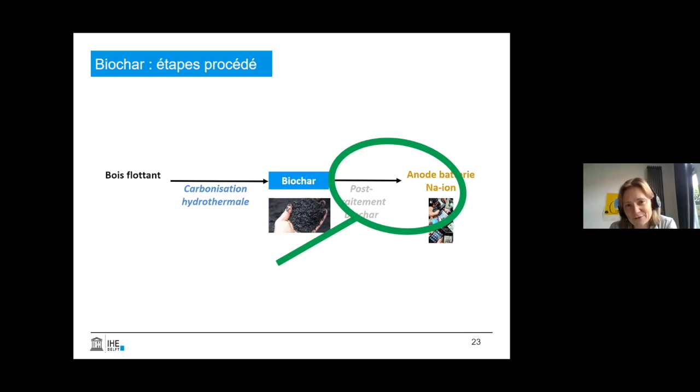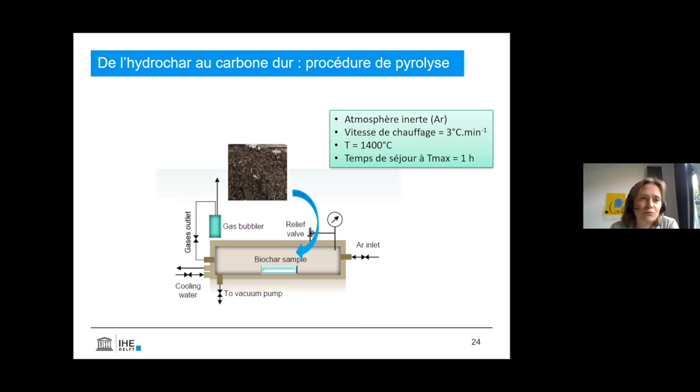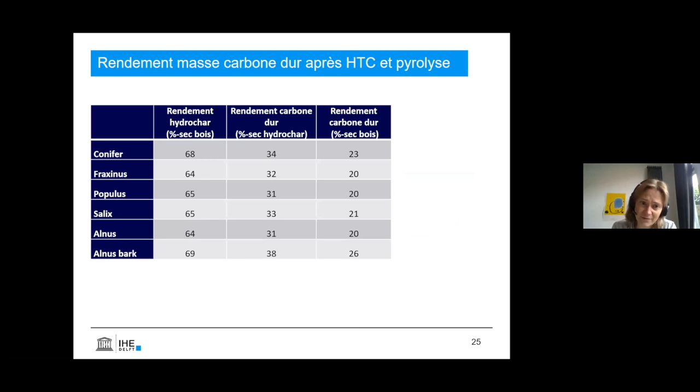Now let's look at the final step, the post-processing of the biochar and testing in batteries. So to improve the structure of the hydrochar and to make it very similar to hard carbon, we have to undertake a pyrolysis, a post-thermal treatment, to which it's taken up to 1,400 degrees in an inert atmosphere, and we leave it for 1 hour. This will essentially modify the structure. We will lose matter as well.